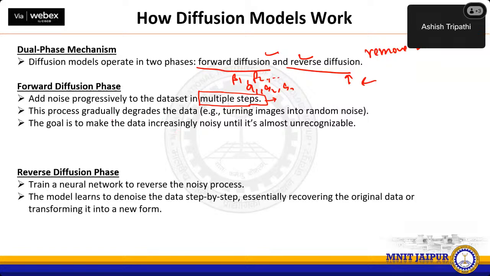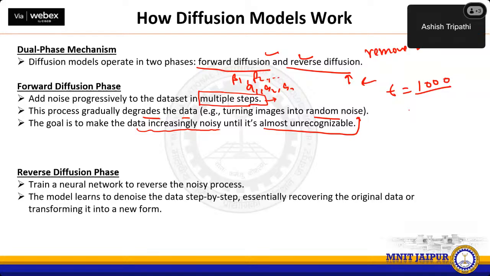So naturally, this process gradually degrades the data, turning the image into the random noise that we have already seen. The goal is to make the data increasingly noisy until it is almost unrecognizable. We will keep on adding the noise, and the number of steps is not always fixed. In this example, I have chosen the value of t equal to 1000. Generally, 1000 steps are sufficient to make any image unrecognizable, but it is not always the case. It also depends upon the quantity of noise that you are adding in each step.